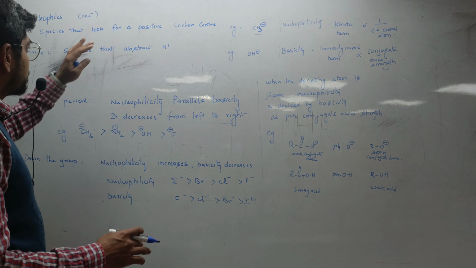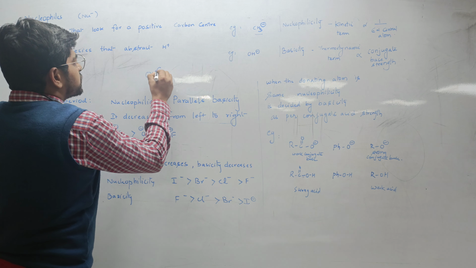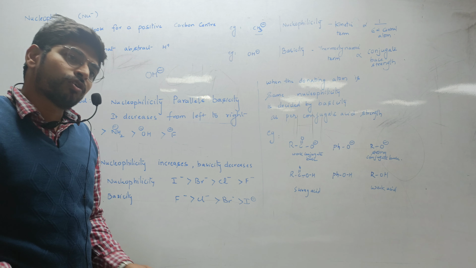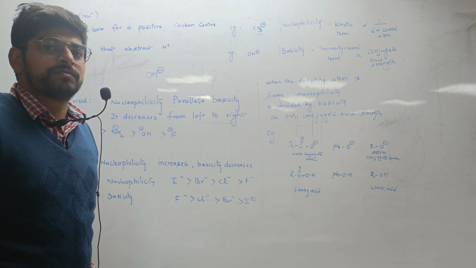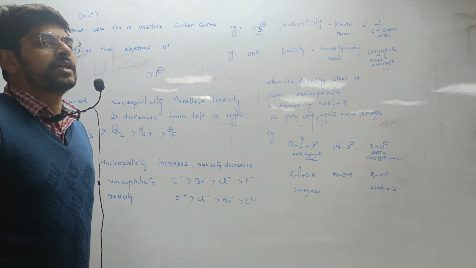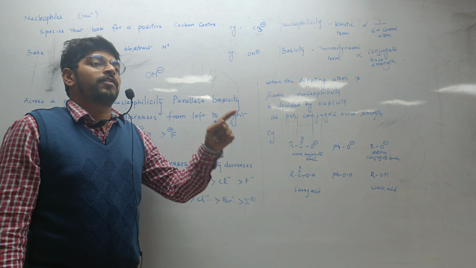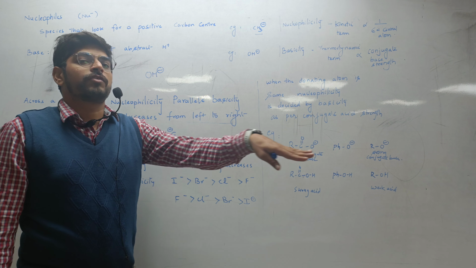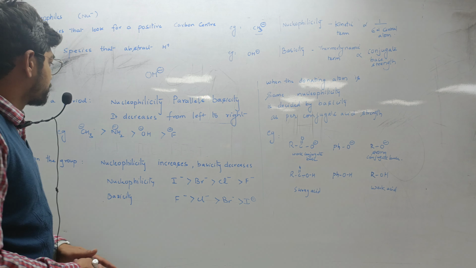So why are we speaking about these two terms? Because suppose I speak about OH minus, it is a nucleophile, and it is also a base. Why is it a nucleophile? It can attack at any positive center. Why is it a base? It can abstract a proton. Whether it functions as a base or as a nucleophile is what we have to decide in that particular reaction. For that we are learning some rules.